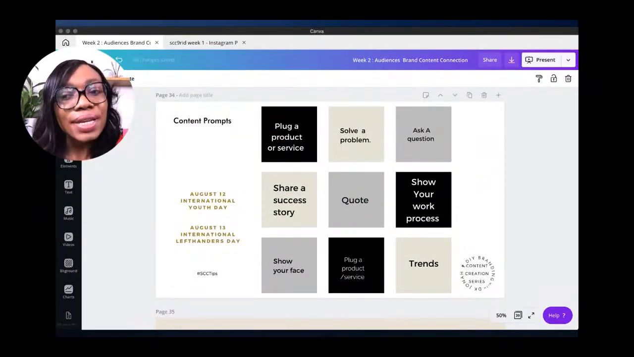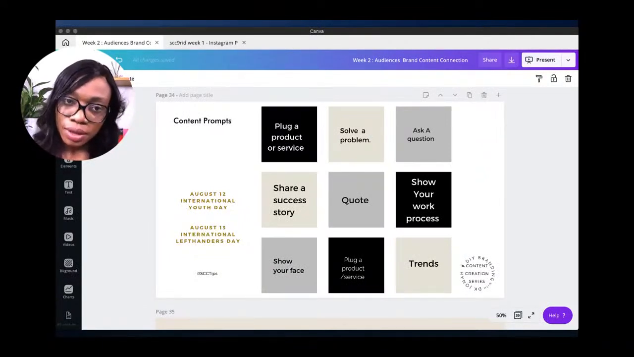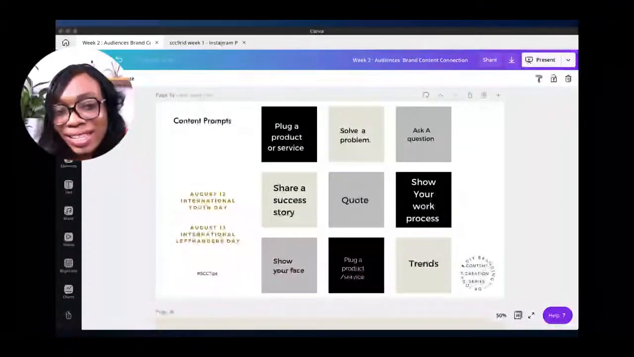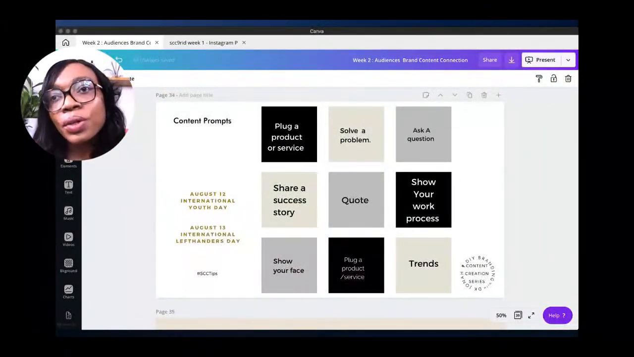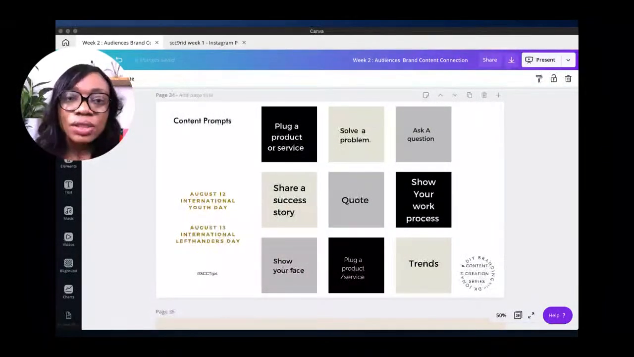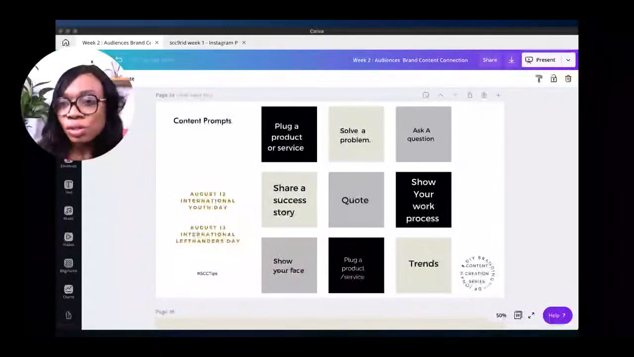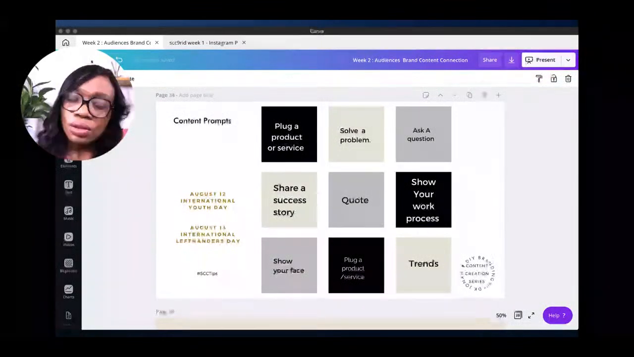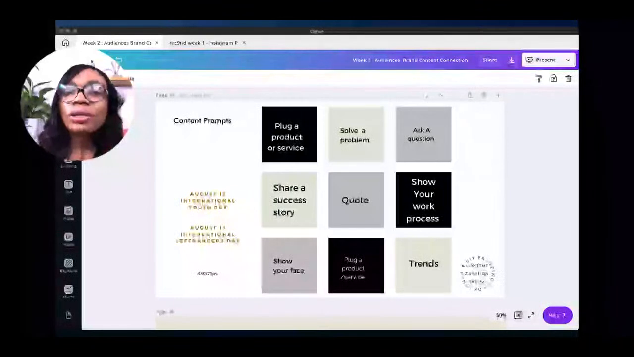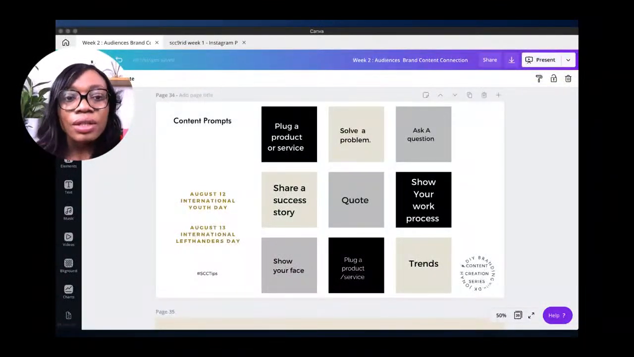Solve a problem based on the problems that you have assumed your people will ask. Ask a question. Ask them a question to say, oh, what are you struggling with at this point in time? So you have to ask a question. The way to get to know your audience is by asking them questions. Ask a question so that you'll be able to provide an answer next week or later on based on the question that you've asked. Share a success story. Tell a story.